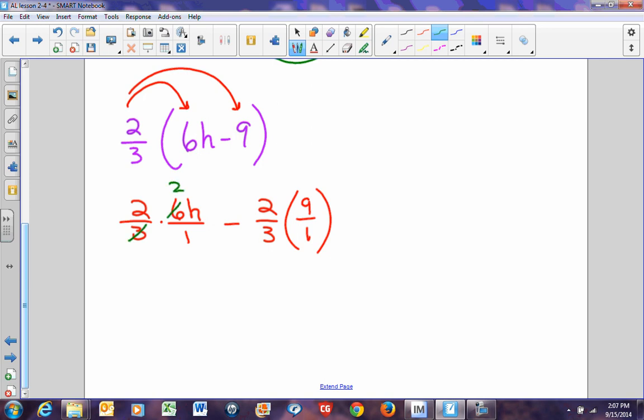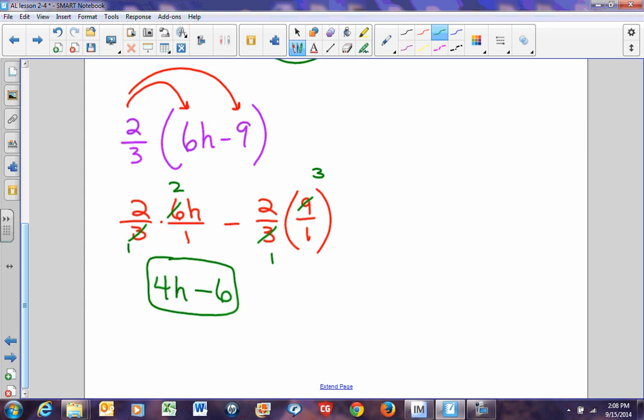into 6 2 times. 2 times 2h is 4h. The denominator went away. Over here, 3 goes into 9 3 times. 3 times 2 is 6, so I end up with 4h minus 6. Again, not all that complicated. The distributive property is not that hard.